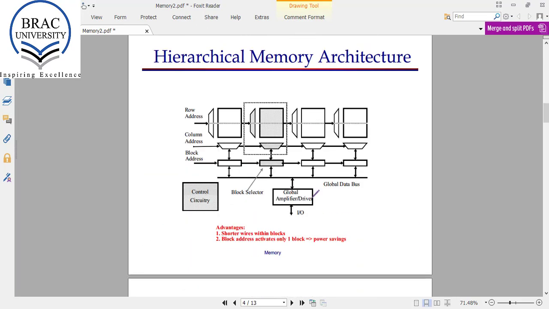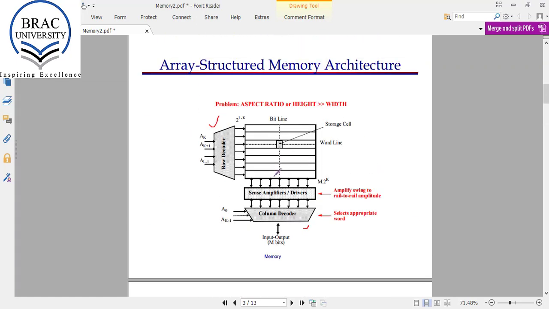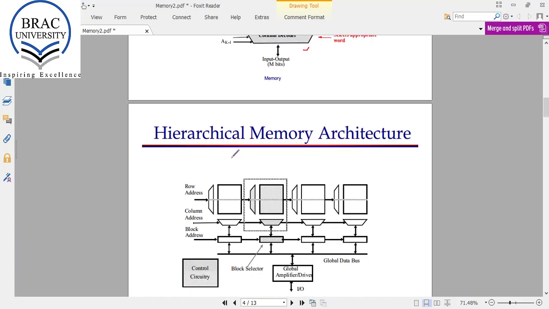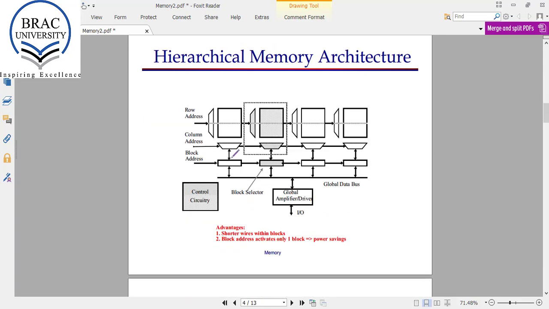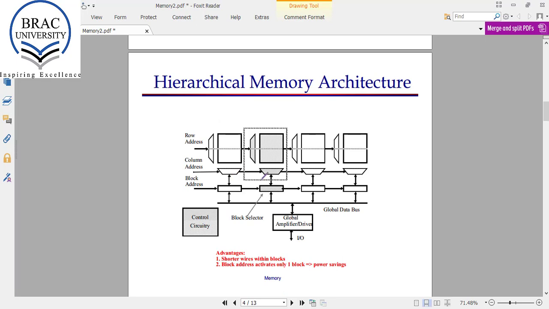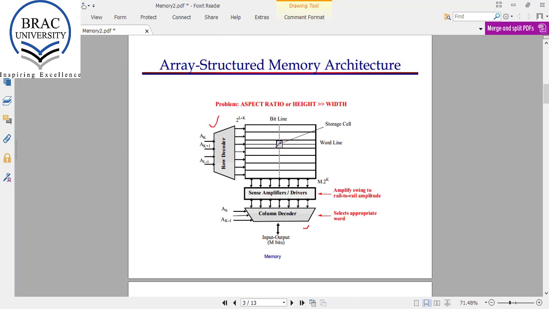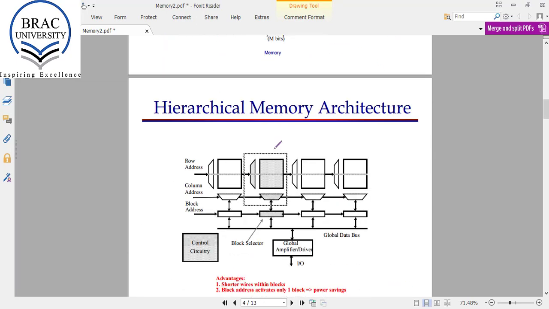Here we have another memory architecture that is called hierarchical memory architecture. Sometimes the memory chip is so large that if we use the previous architecture, then the row decoder circuit becomes very complicated. To reduce the complexity and enhance the performance, we divide this whole memory chip into blocks.